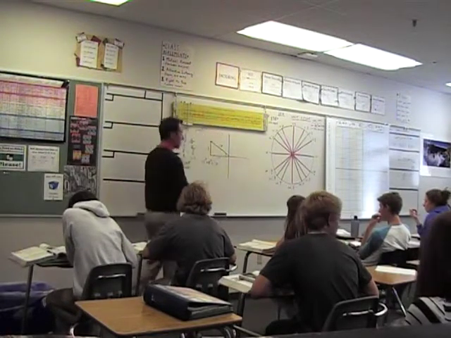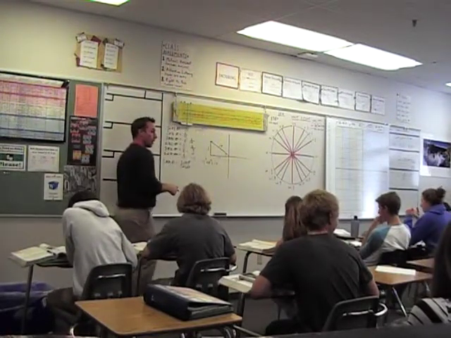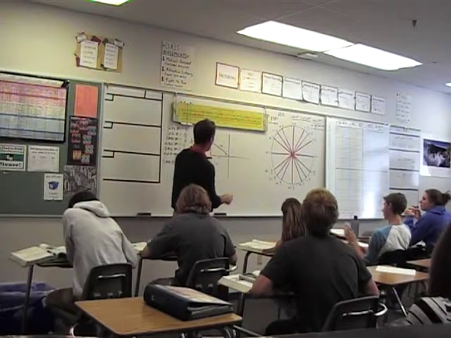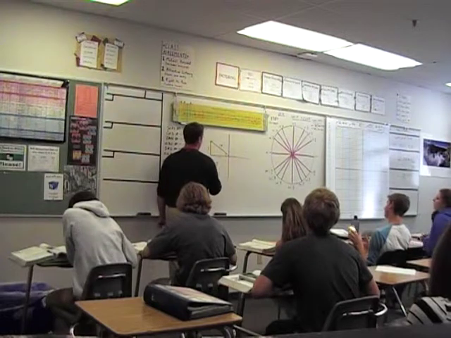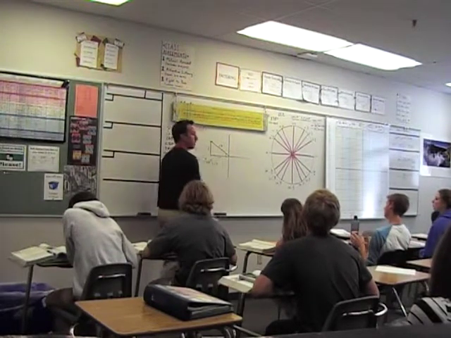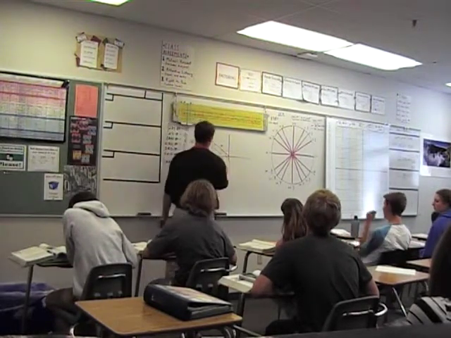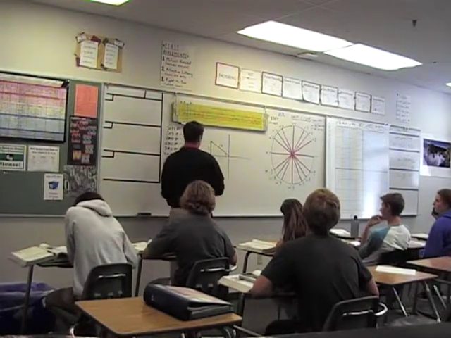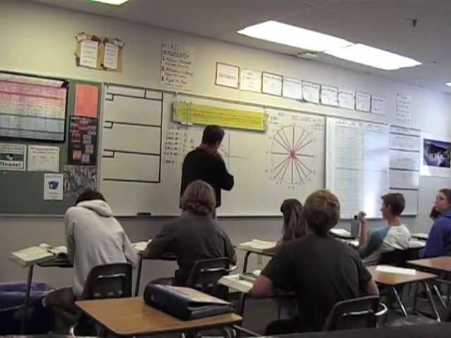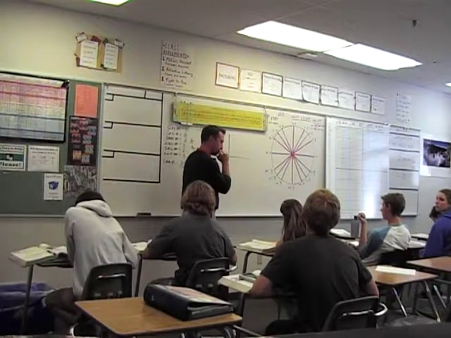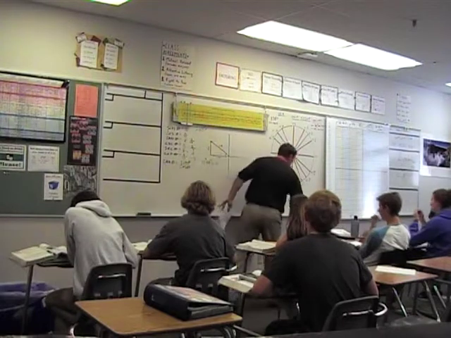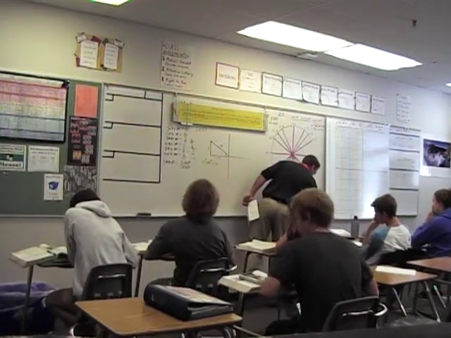Why are you looking confused? Why did you put 17? Negative 15 squared plus 8 squared is not 17. Yeah, but you have to square root both sides. Okay, okay. It's 17.